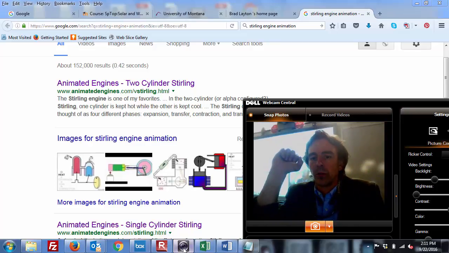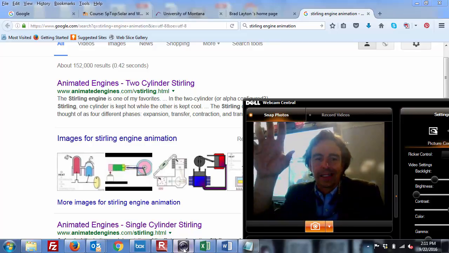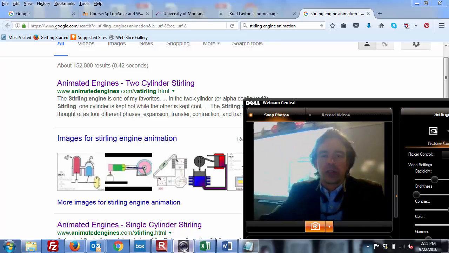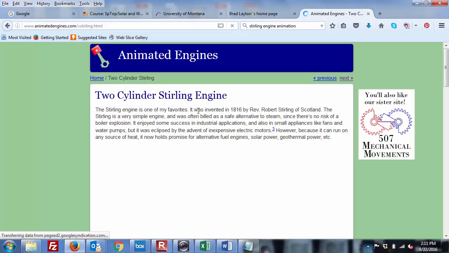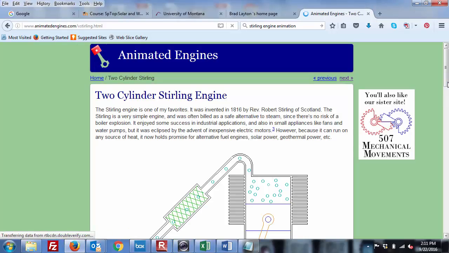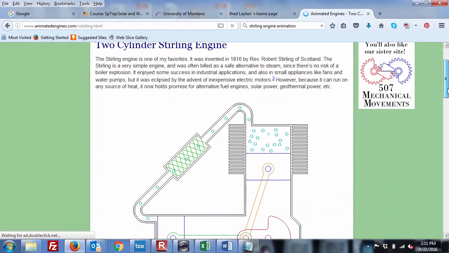So just in the same way that an internal combustion engine works with hot gases inside and cold gases toward the outside, a Stirling engine works in a similar fashion, not quite, and we'll look at the subtle differences here. And there are 2-cylinder Stirling engines as well as 1 cylinder. So let's just take a look at this first one here.